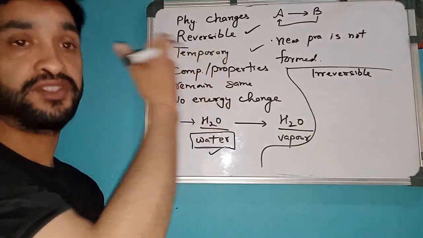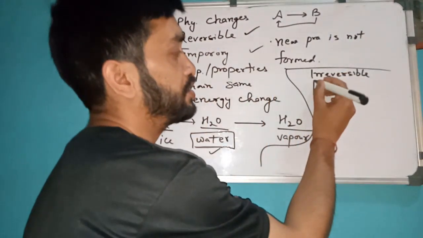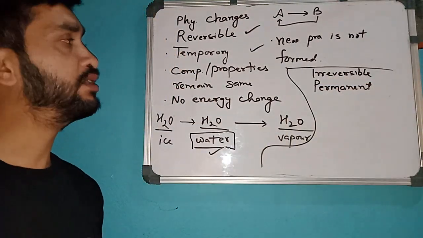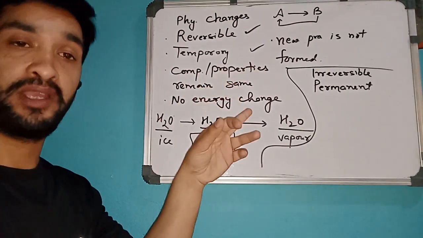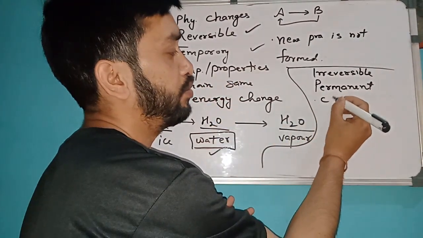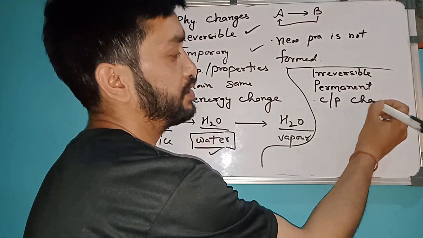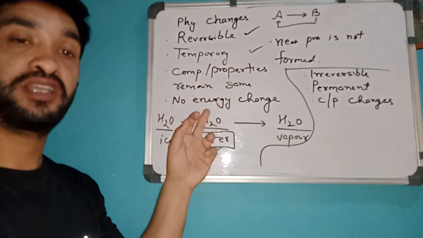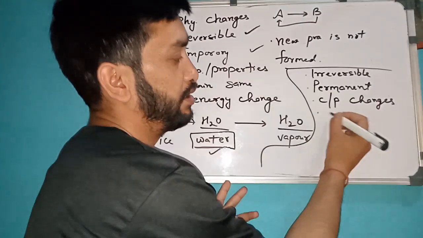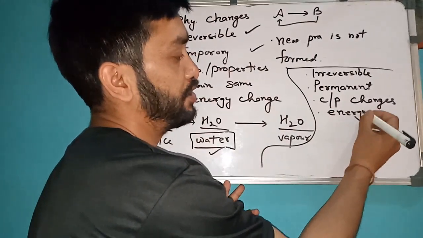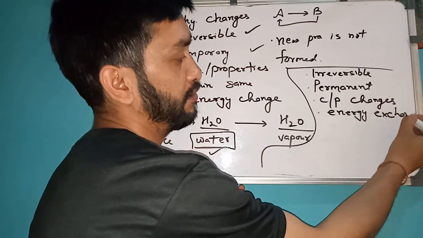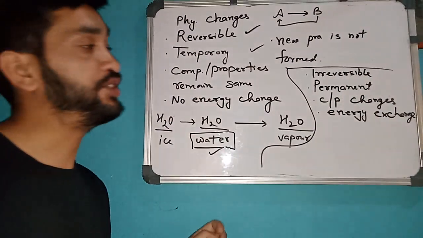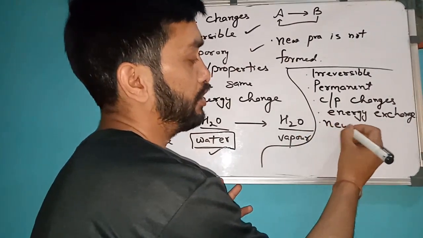Second, if physical changes are temporary, it means these are permanent changes. Just take the opposite. Third point, composition and property remain the same in physical changes. Here composition and property change. Fourth point, no energy exchange in physical changes. Here energy gets exchanged, energy exchange takes place. Next point, new product is not formed in physical changes. Here new product is formed.